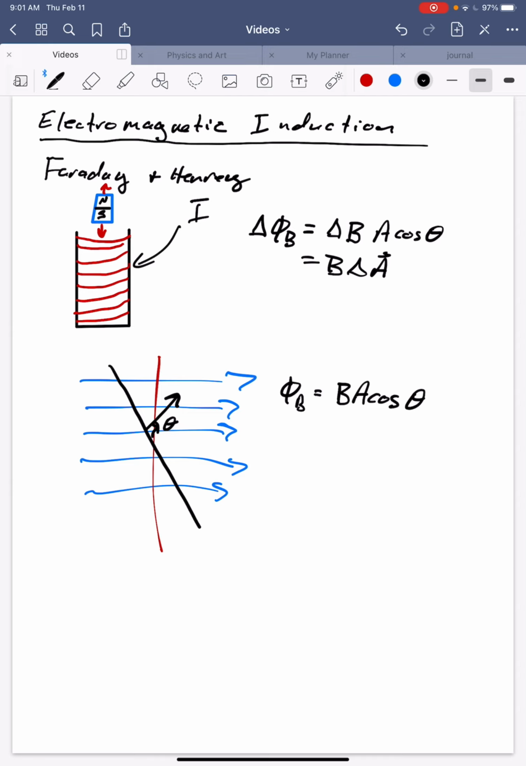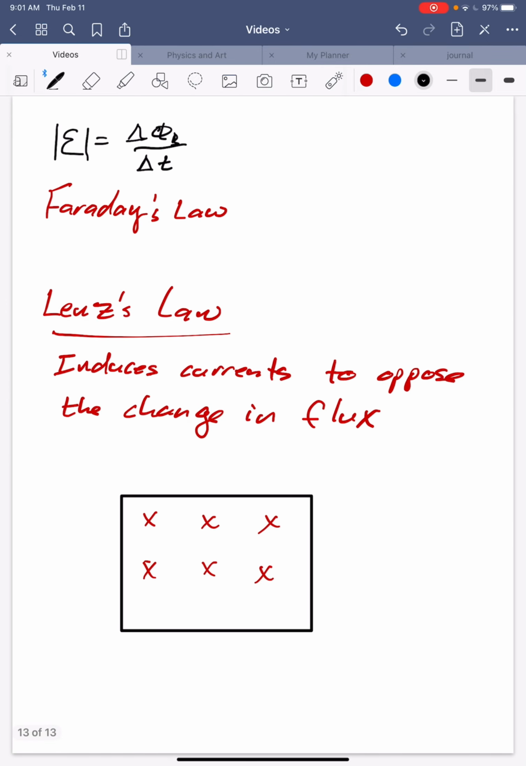So if I had, say, a loop that I could deform, I could change the area, or if I rotate an object like this within the field, I end up with a maximum A when the surface is perpendicular to the magnetic field and a minimum when it's parallel. And the relationship that induces this EMF is called Faraday's law. And Faraday's law says that the induced EMF is equal to delta phi b over delta t. All right, so it's that change in time.